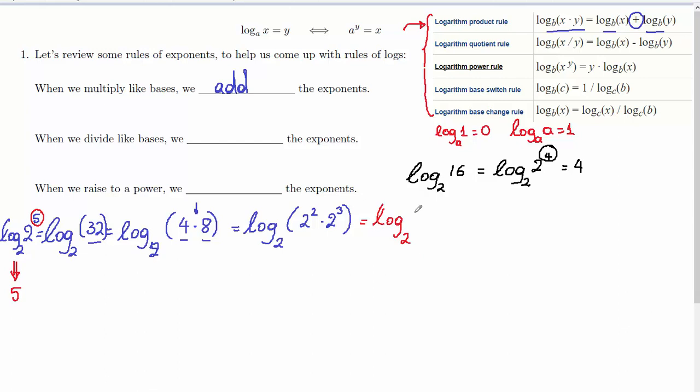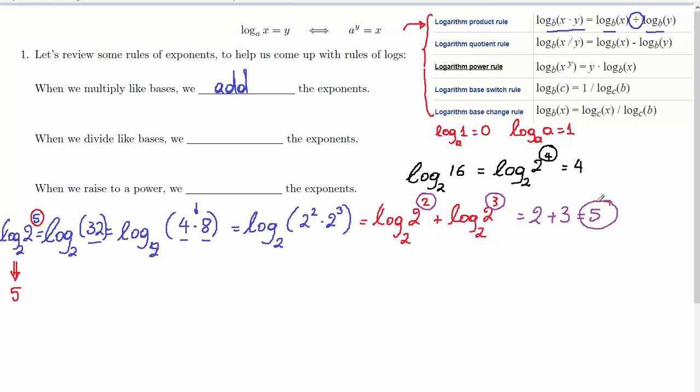And this is going to be equal to the log of 2 plus the log of 2 squared plus the log with base 2 of 2 to the third. This is what the property says. Well, let's see. Is that true? Well, the log of 2 squared is going to be equal to 2. The log of 2 to the third is going to be equal to 3. So this is going to be equal to 2 plus 3. That is equal to 5.